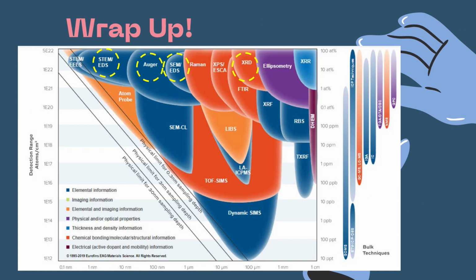And to wrap this up, let me show you this graph that shows those techniques we discussed along with some of the other available characterization techniques, graphed with their imaging scale and detection ranges. So here encircled are the XRD, SEM, Auger, and STEM.